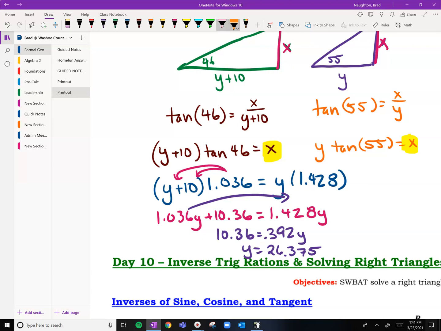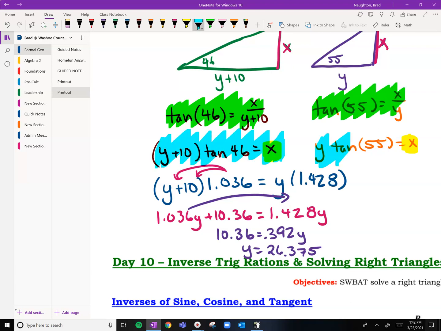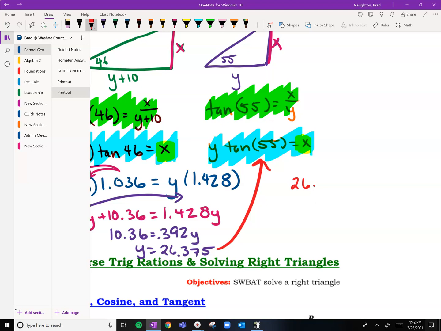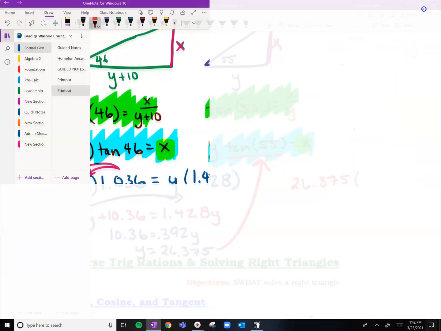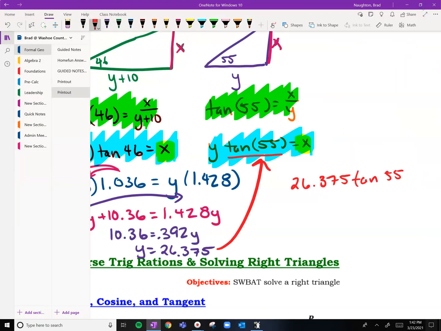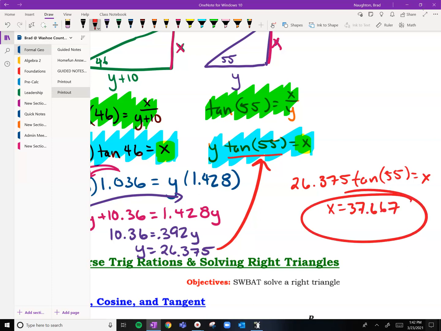So which x equation are we going to plug him into? So we could do this one right here, this one right here, or these down here. And I think the winner is going to be this simpler one right there. So 26.375 times the tangent of 55 is going to be x. So throwing that into our calculator, it's going to be 37.667 is our final answer.